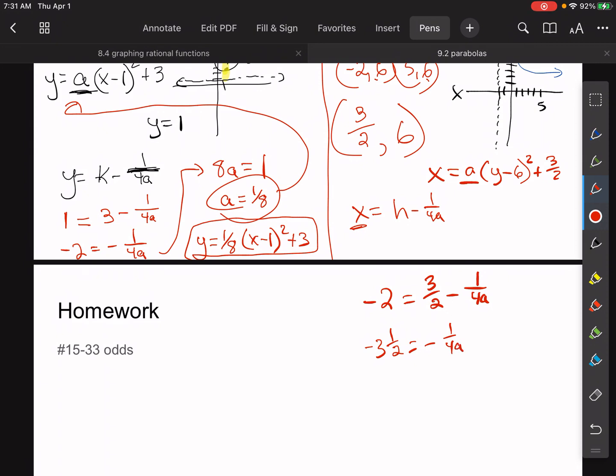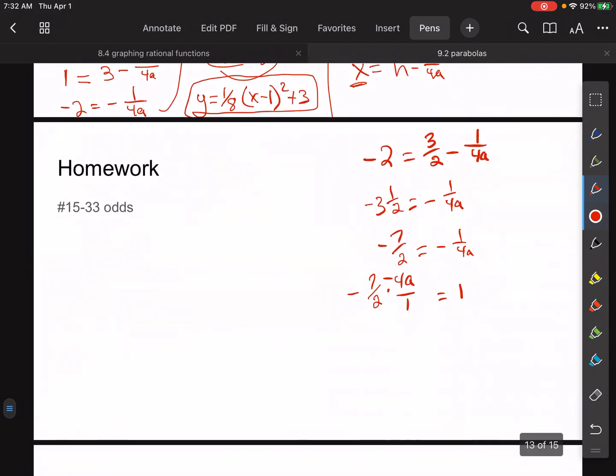Right, so -3.5 is equal to -1 over 4a. Let's go ahead and convert that to an improper fraction. So 2 times 3 is 6, 6 plus 1 is 7, so this is the same thing as -7/2 is equal to -1 over 4a. So now what I need to do is multiply both sides by -4a. So if I do that, -7/2 times -4a over 1 would be equal to 1. Okay, so let's do a little bit of that algebra out there. So -7 times -4a is positive 28a over 2.